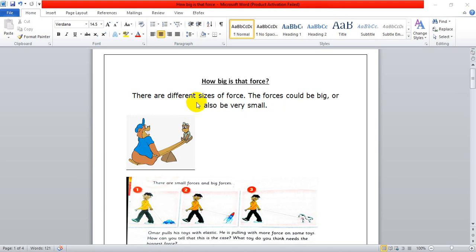There are different sizes of force. As you know, some forces are big and some are small. See here the picture, a big force and a small force. Here, look at the picture. Omar pulls his toys with elastic. He is pulling with more force on some other toys. See the picture? This picture is from your textbook.